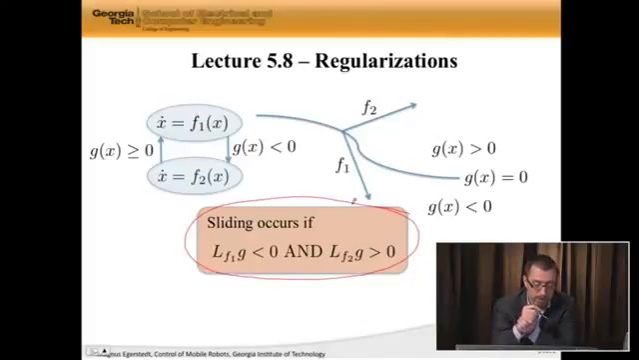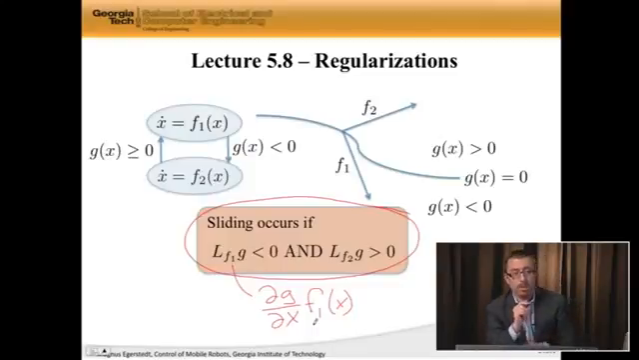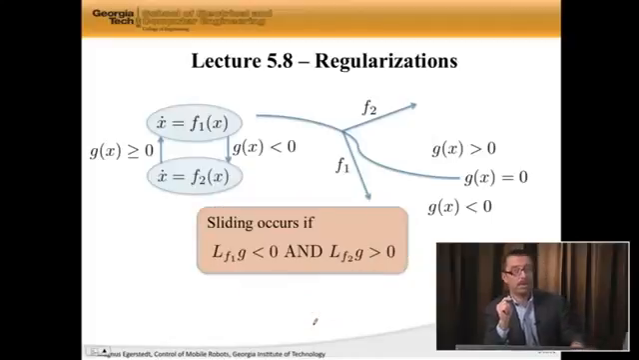So the first thing we do is we check LF1G negative and LF2G positive, where LFG was this thing we called the Lie derivative, which was simply just fancy speak for dg dx times, in this case, F1 of x. That's all that means. So this is the probe that checks whether or not sliding occurs.